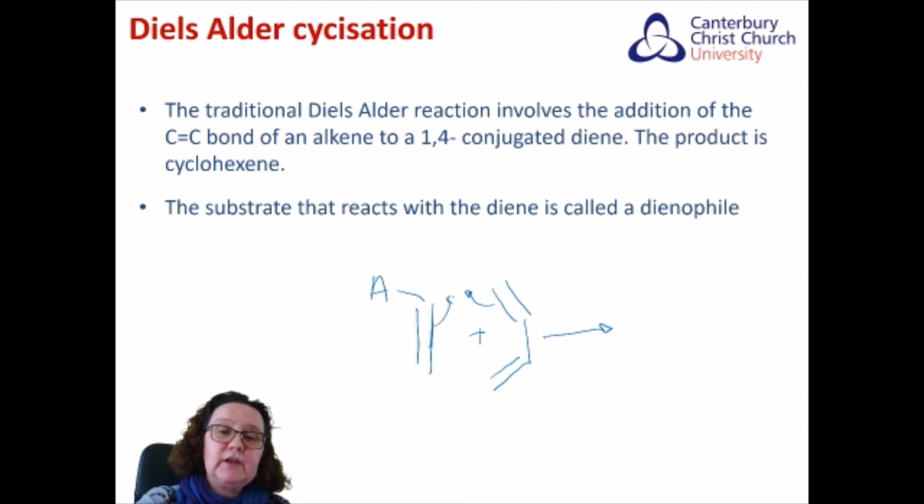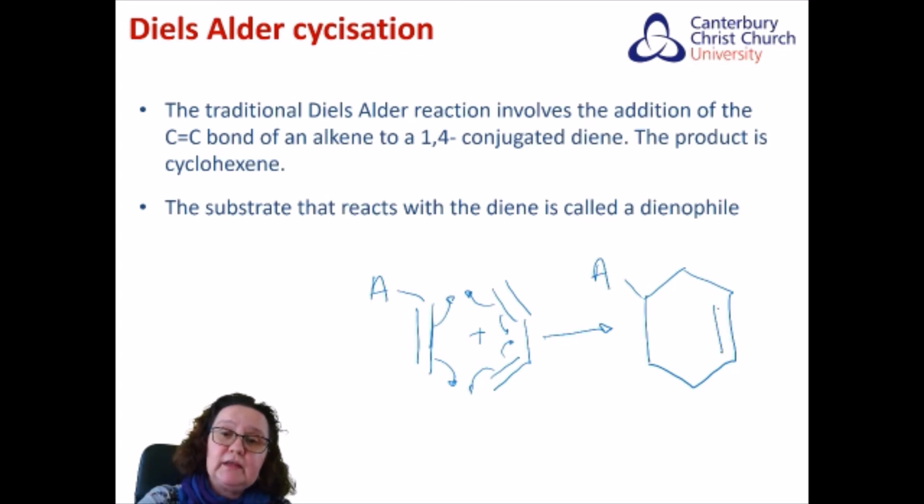So you've got an electron pair from each of the double bonds, and you end up with a cyclohexane. You have your functional group here, A, if you have one, and in the cyclohexane, the double bond forms in these two carbons. The substrate that reacts with the diene is called a dienophile.